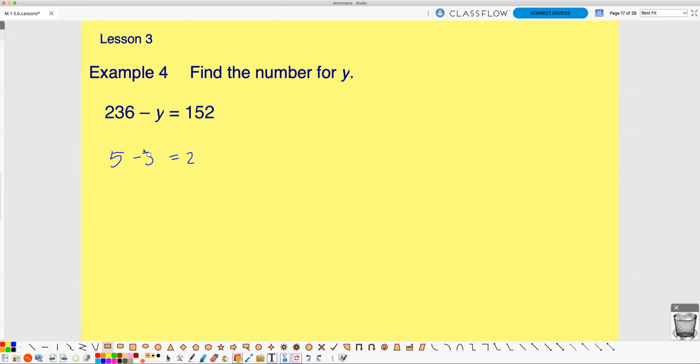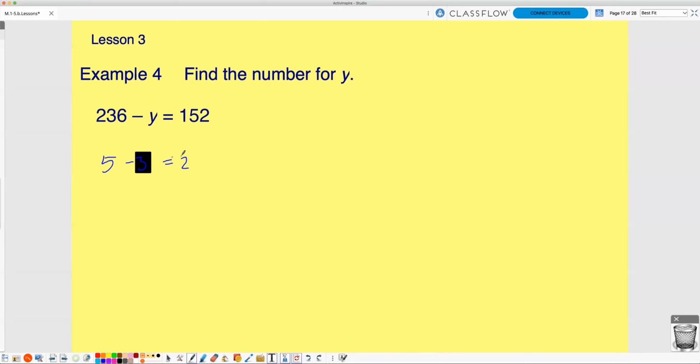if you cover up the 3 in this case, what would you do to find this missing element here? Well, you would take 5 minus 2, right? So if you would take 5 minus 2 to get this one, that's what you have to do here. You have to take 236 minus 152 to find this missing subtrahend. So 236 minus 152 will get you the missing value of y.